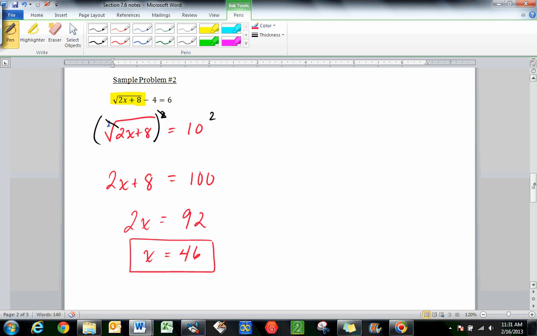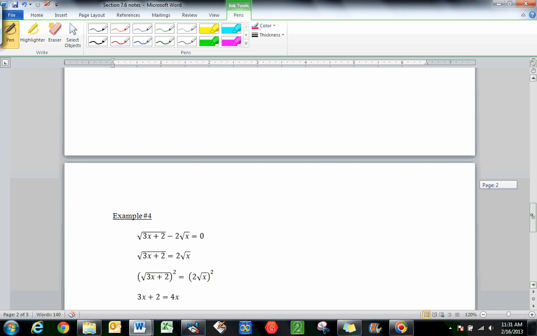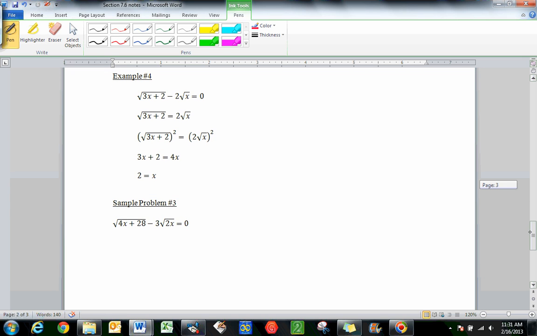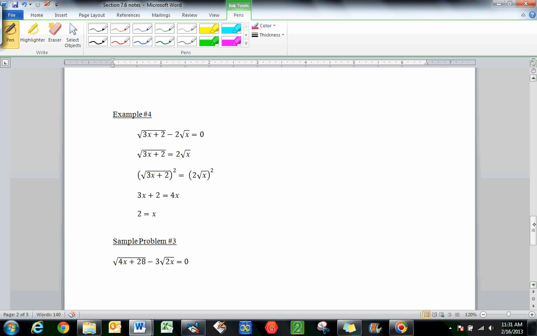So now let's take a look at example problem, I should actually say 3 or 4 here. Example problem number 4, we have 2 sets of radicals. And so before we can actually square both sides, this little negative in here really complicates things. If we were to move this, however, to the other side, then we could square both sides and it would eliminate the radical for me.